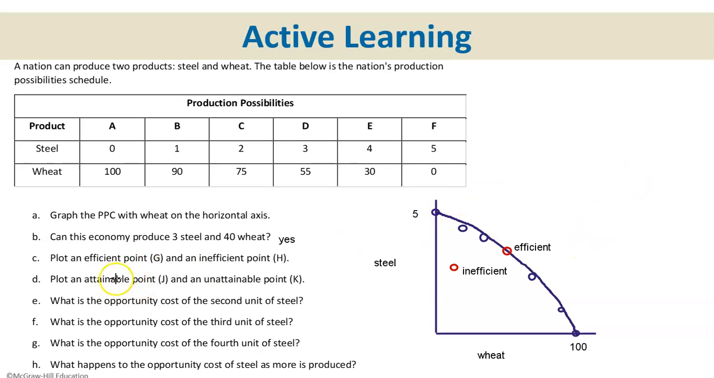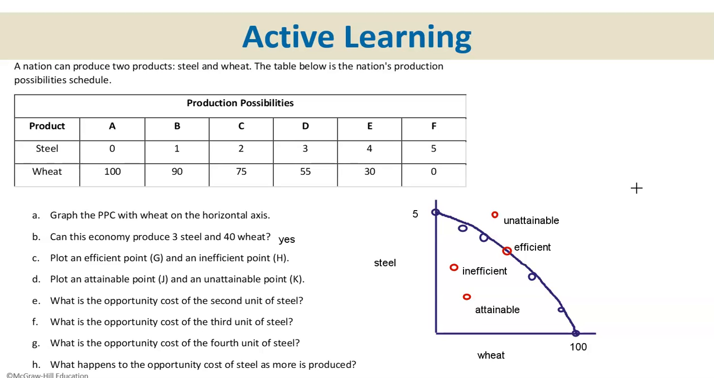Next, we're going to plot an attainable point. So an attainable point means it's possible. They have enough resources to make that amount of steel or wheat. An attainable point can be underneath. It can also be on the line. That's also possible. But I'll put mine underneath. So there's an attainable point. And an unattainable point. An unattainable point is when the economy does not have enough resources to produce that much steel or wheat. And that will happen somewhere outside the line. So this point will be the unattainable point.